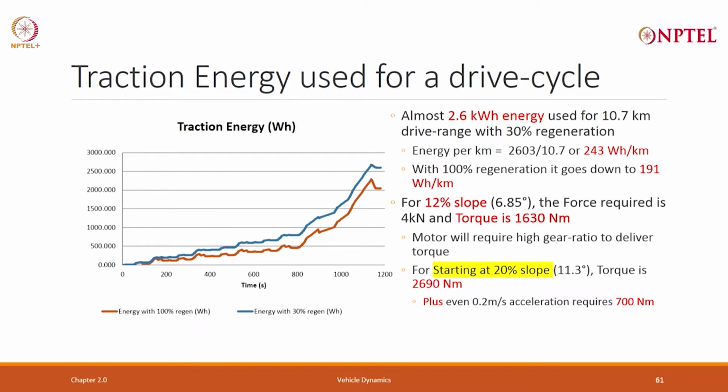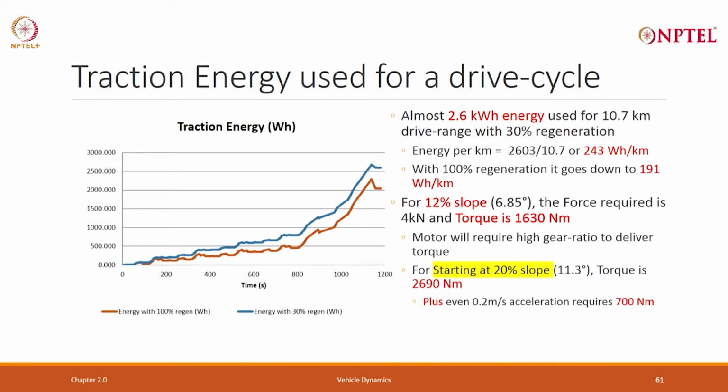But I had also added the starting torque at 20% slope, that is 11.3 degree slope. Remember I had told you how to convert the percentage slope into degree. The torque required is 2700 Newton meter. Wow! And torque is independent of velocity. So, even at 0 velocity you require the same torque.